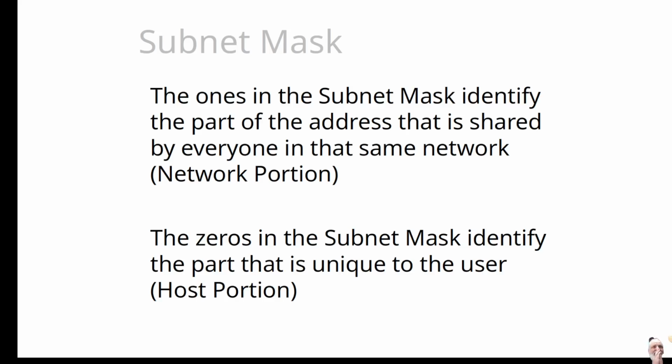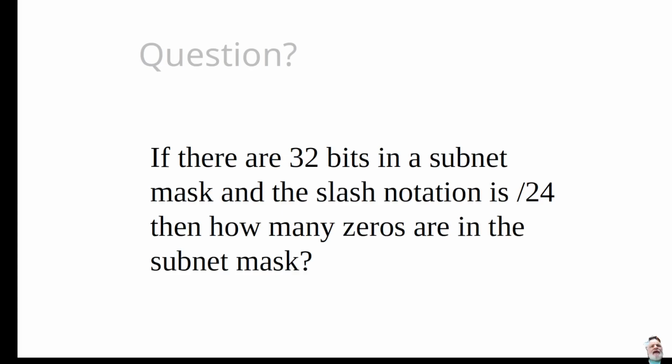What specifies how many bits are the network and how many bits are the host is this concept of the subnet mask, or sometimes they just call it net mask. If you have 32 bits and you use a /24 notation, what you're saying is the first 24 bits are ones, those are the network. That puts you into class C, which means you're down to just 254 unique devices on your network.